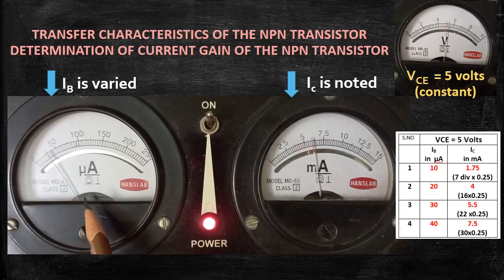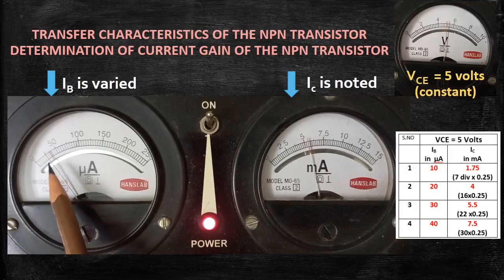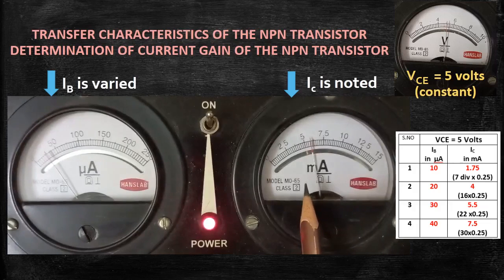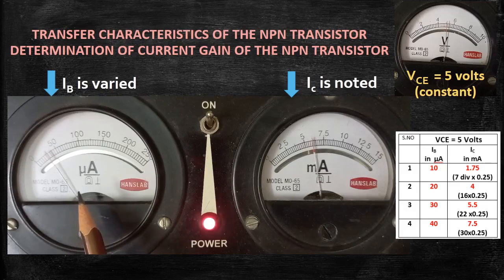It should be kept exactly at the 6th division. Now it is at the 6th division. 30 microampere is set here. Note down the reading here. It is exactly coinciding with the 22nd division. 22 into 0.25, 5.5. Note down the reading. IC value is how much? IC value is 5.5.